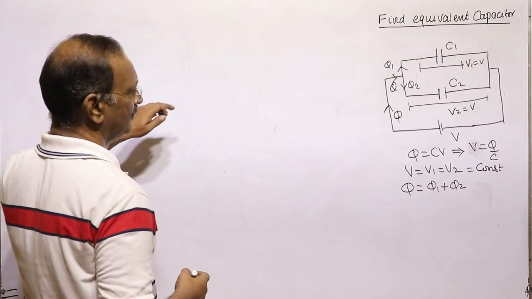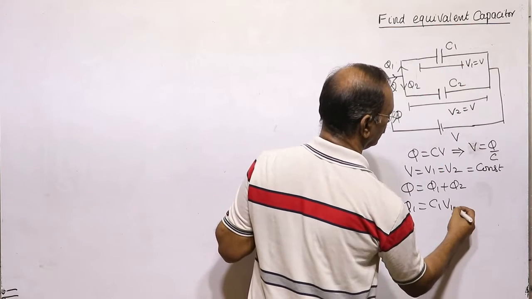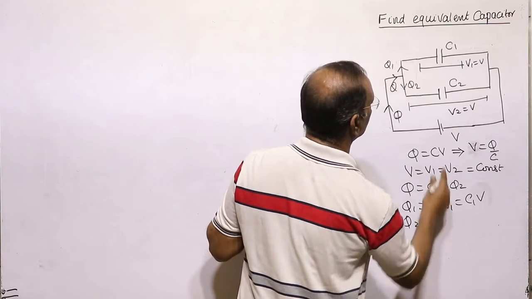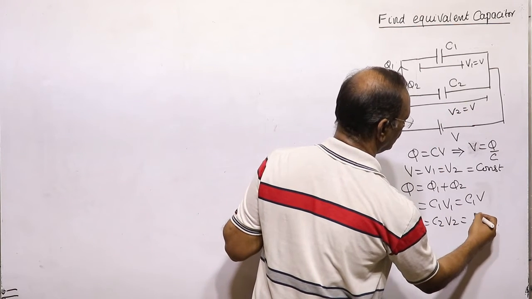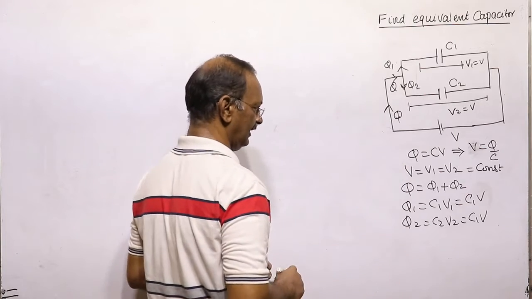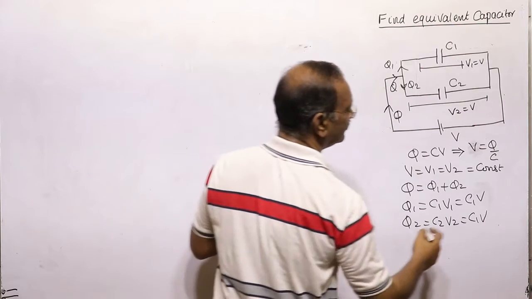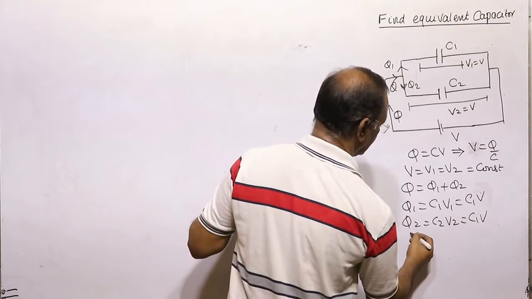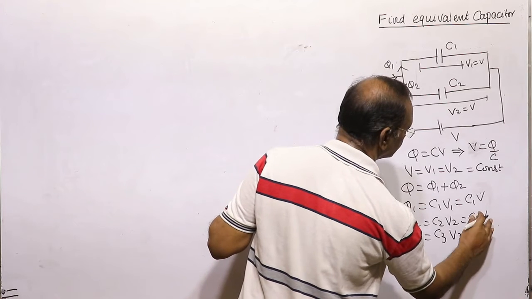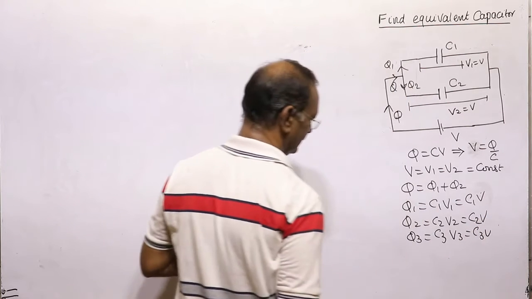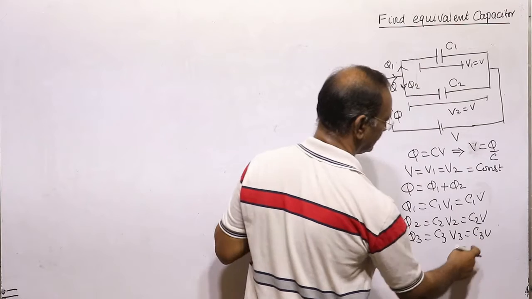So since Q is equal to CV, now we can see what Q1 is. Q1 is equal to C1 into V, and Q2 is equal to C2 into V2, which is C2 into V, because V1 is equal to V2 is equal to V. If the third capacitor is there, then Q3 is equal to C3 into V. It means charge is directly proportional to capacitance, because V is constant.